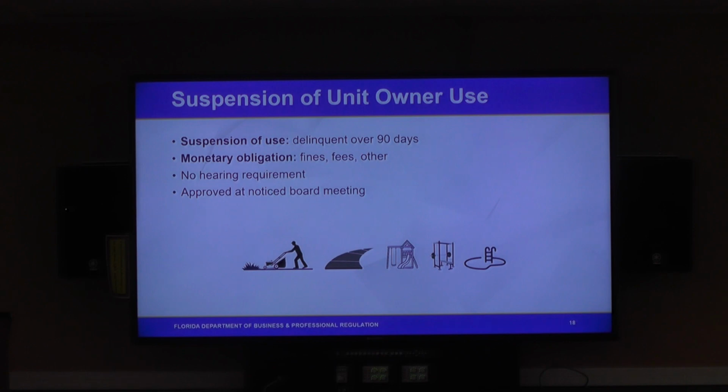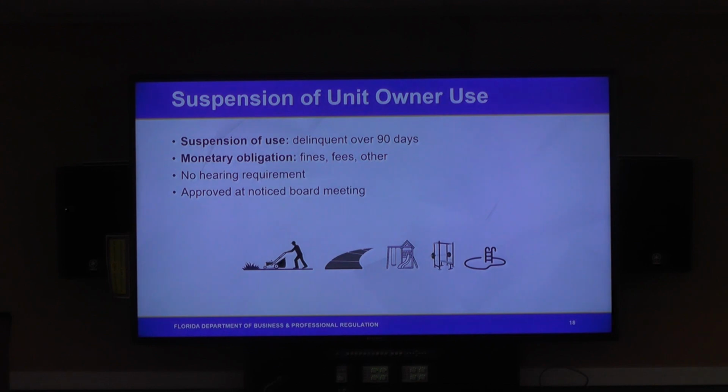Yes. So I have a question. You're saying if they're delinquent over 90 days, you can fine them something other than this late fee that might be in your documents? Or if you don't have a late fee in your documents, you don't need a fining committee to approve that fine? It's to approve the suspension. The suspension has to be over 90 days. Oh, just for the suspension? Yeah, and that can be for fines, fees, assessments, anything monetary. I see what you're saying. That's the reason for it.